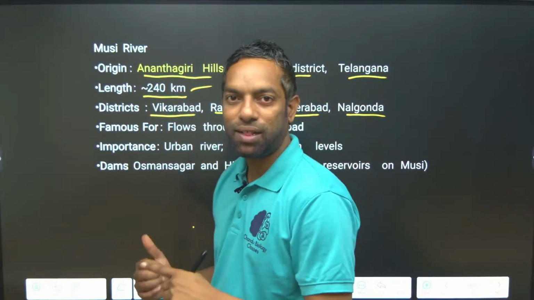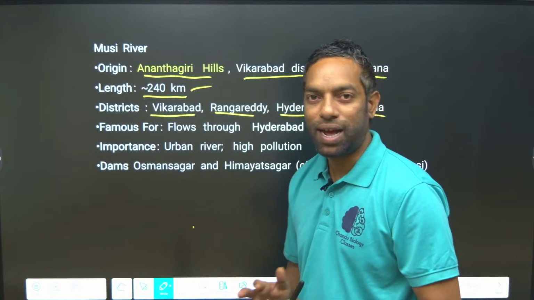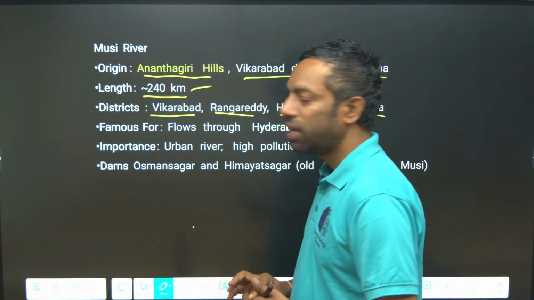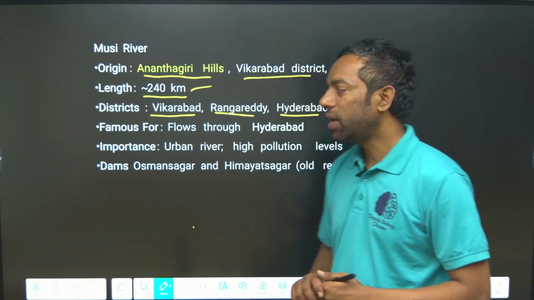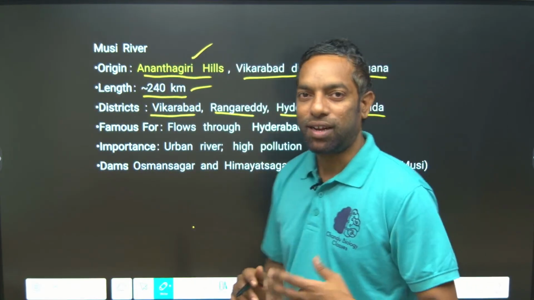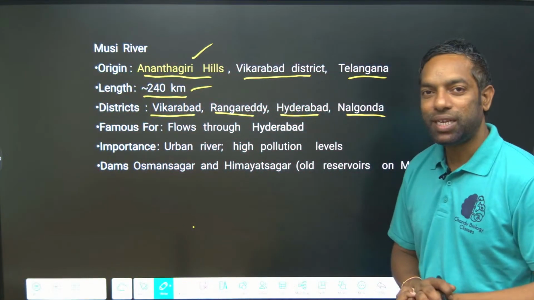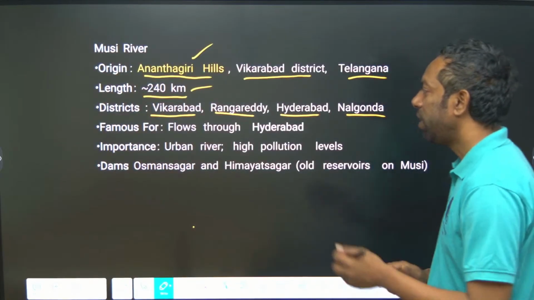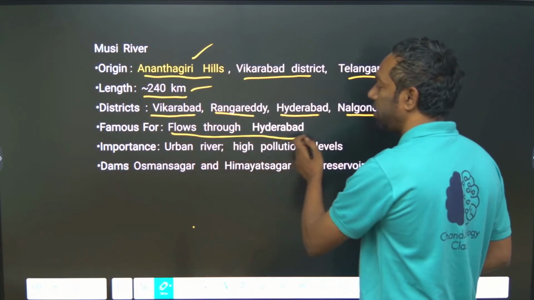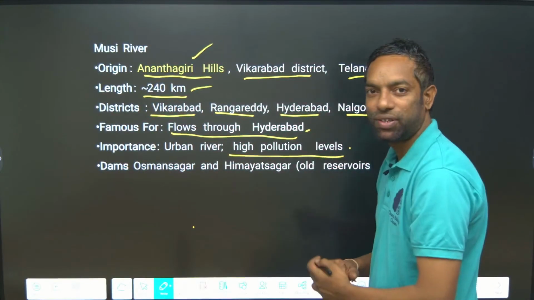Hyderabad, Nalgonda, Vikarabad, Rangareddy. Rangareddy is associated with Hyderabad. Nalgonda is the southernmost district of the Krishna River basin, and the Musi originates at Vikarabad, in the Anantagiri Hills, a beautiful place around Hyderabad. That is the Musi origin. It is famous for flowing through Hyderabad. Importance: it is an urban river with high pollution levels, of course you know Tank Bund.